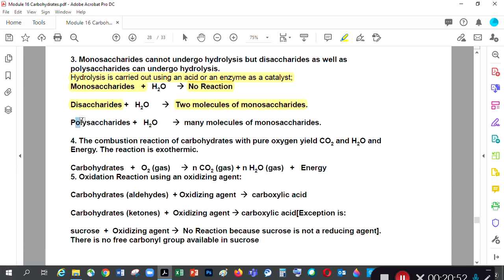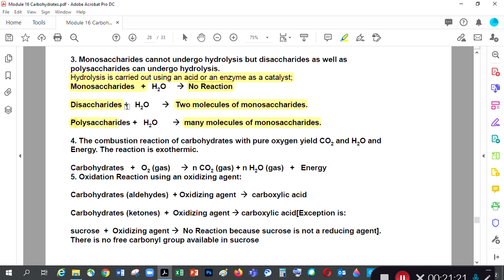The polysaccharides, because they are polysaccharides, plenty of them, are hydrolyzed with H2O. They give you too many molecules of monosaccharides. And this is very important to know about hydrolysis. Monosaccharide is not hydrolyzed. So the glucose, you put the glucose in H2O, there is no reaction. Just solubility, it will be dissolved, yes, because of the hydrogen bonds, correct? But reaction, no, it will not be hydrolyzed.